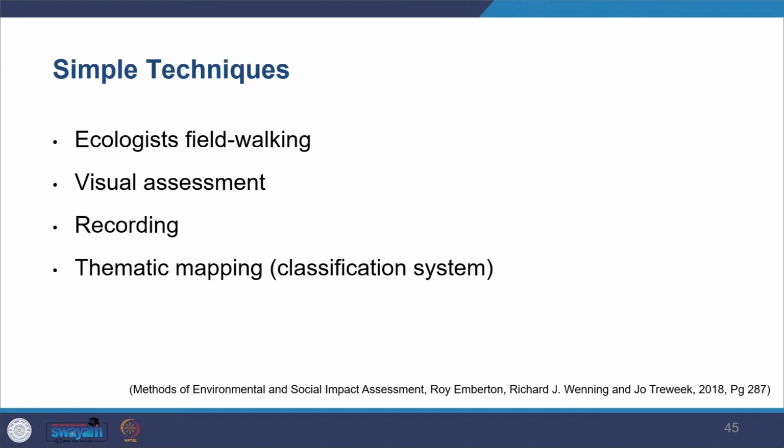For the initial stage, you can use very simple techniques such as ecologist field walking. So you can simply walk in the study area. You can also take visual assessments of the development site. You can do photography, make field notes, and also do recording and mapping of the area. Mapping can be thematic mapping, looking at what kind of habitats and vegetation types are there, and for this purpose you might use a relevant classification system also.